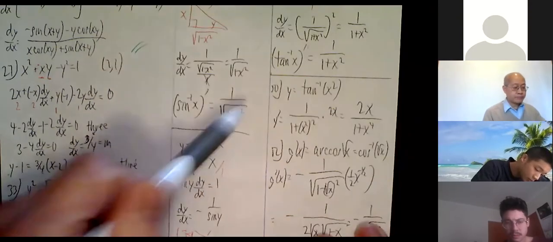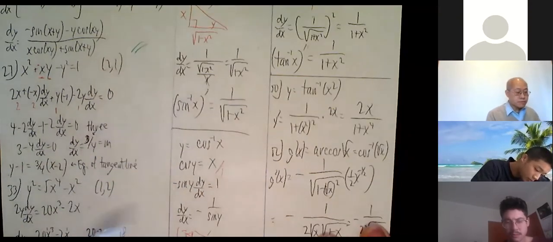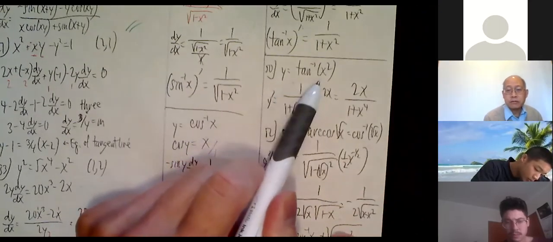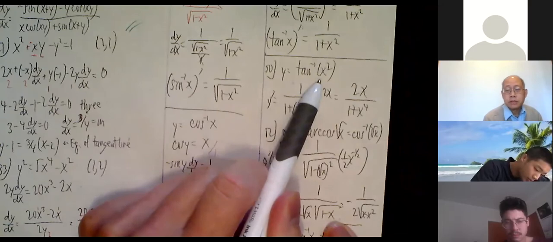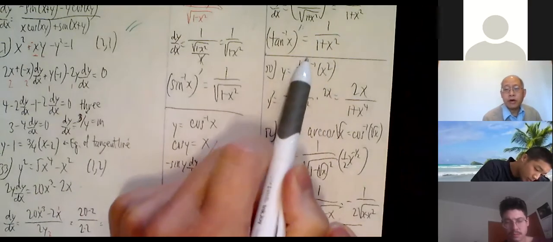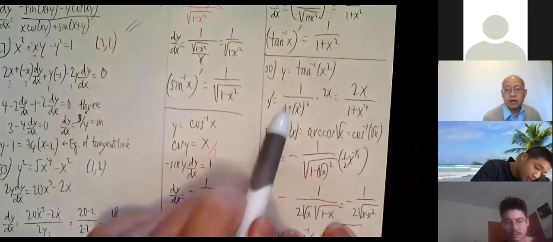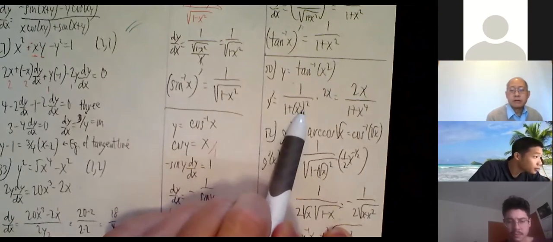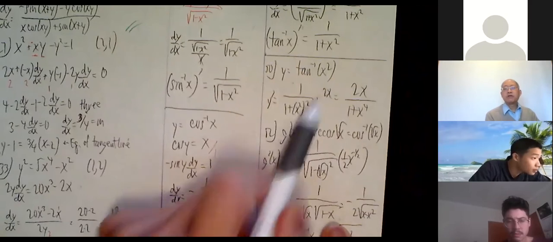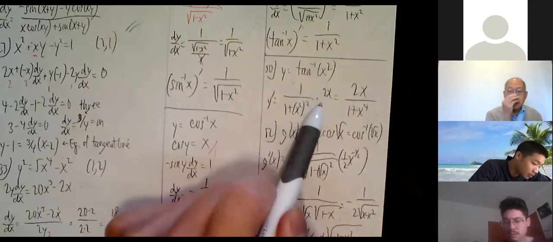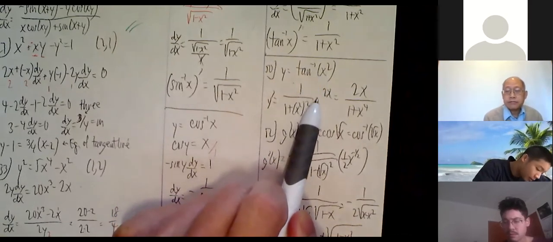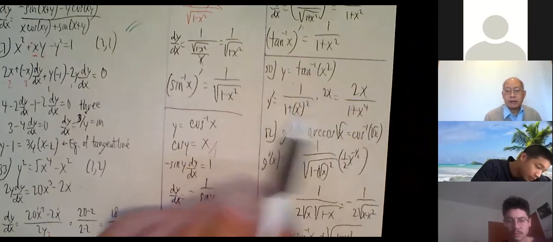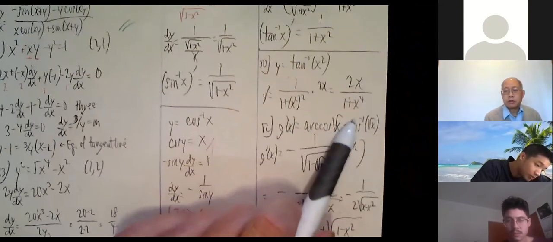Okay, so anyway. y equals inverse tangent of x squared. So you go 1 over 1 plus this thing squared. So 1 over 1 plus x squared squared. And then by the chain rule, times the derivative of x squared, which is 2x. Then just slide the 2x on top. That becomes 2x over 1 plus x to the 4th.